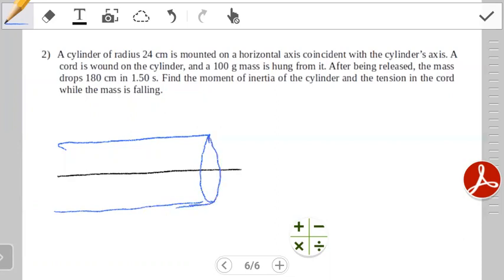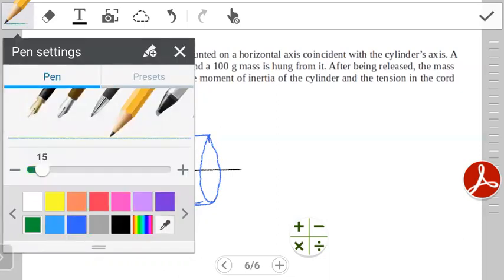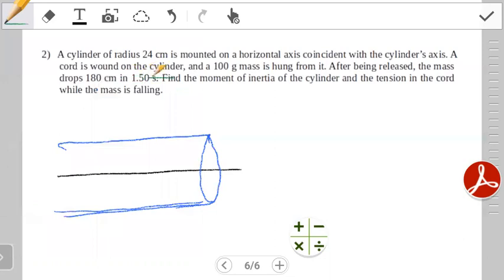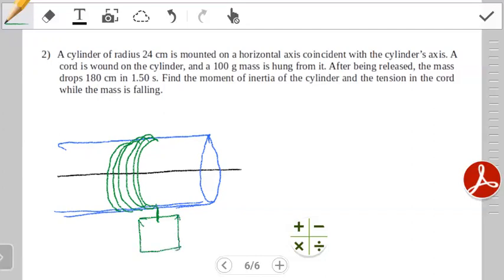Now, the next thing that the question is saying is that you have a chord that is wound around the cylinder. So basically you have a chord that goes something like that, and then it goes all the way around the cylinder. From there, they're saying at one end of the chord, you have a mass that is hanging from there. So let's say this mass was initially there, something like that.